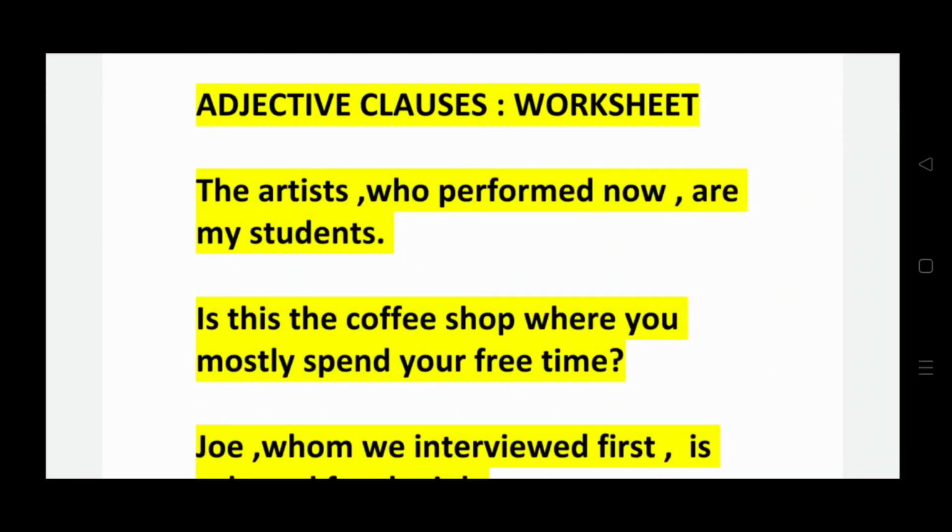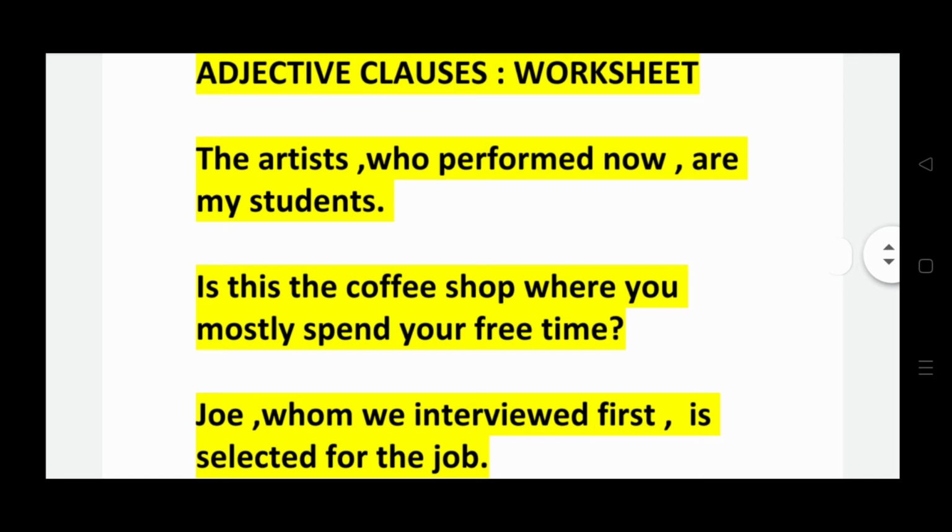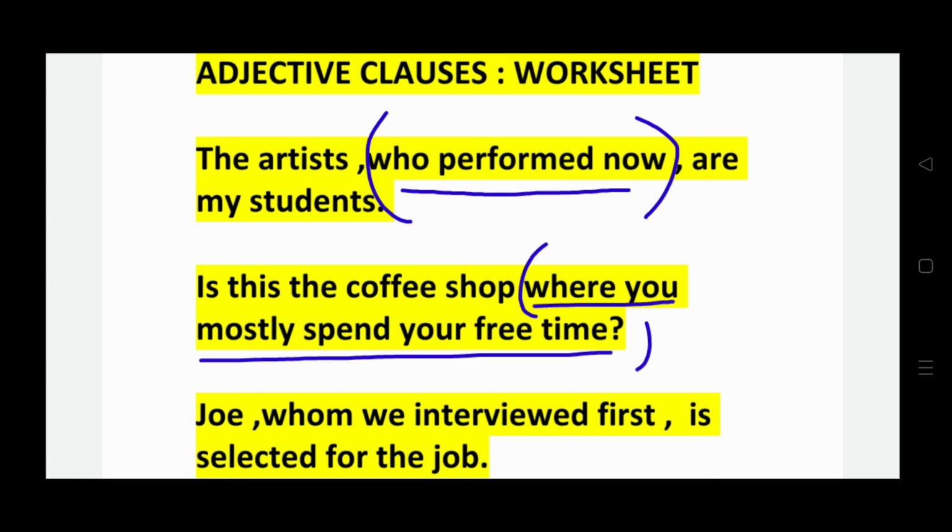Adjective clauses worksheet. Underline the adjective clauses in the following sentences. The artists who performed now are my students. Find out the noun. Here the noun is artists. And of what kind? Who performed now. So your adjective clause will be who performed now. Underline it. Is this the coffee shop where you mostly spend your free time? Noun, coffee shop. And of what kind of coffee shop? Where you mostly spend your free time. Underline where you mostly spend your free time.